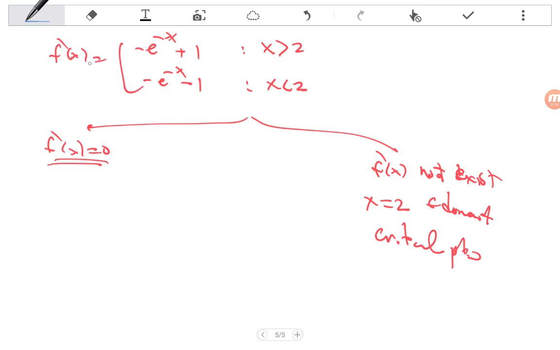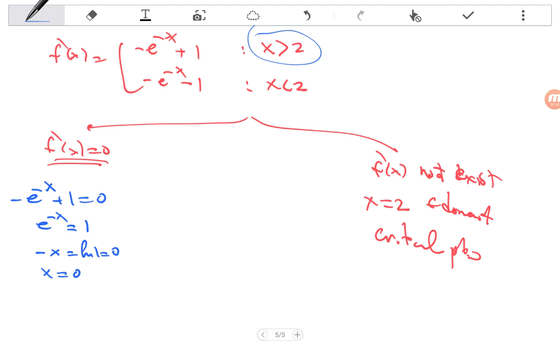How to find where f dash is equal to 0? I need to solve that equation. When would that equation equal 0? To solve an equation like this, a function that is expressed in branches, I would solve it for the first branch and check whether the solutions satisfy the condition of that branch. So let's check the first branch. E power minus x plus 1 equal to 0. When would that be equal to 0? That means that e power minus x is equal to 1, which means that minus x is equal to ln 1, which is 0. So x is equal to 0.